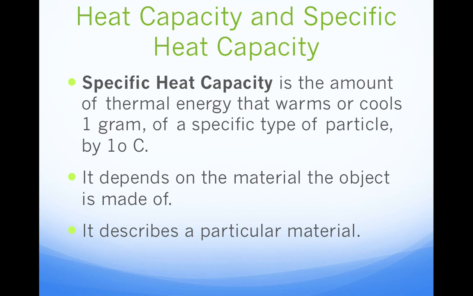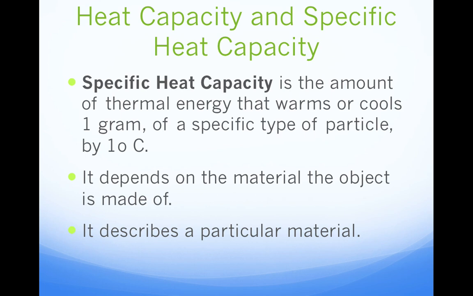Specific heat capacity, on the other part, is now the word specific. Obviously, we're narrowing it down. We're looking at, instead of just the amount that it takes to warm or cool an object, the amount of thermal energy that warms or cools 1 gram of a specific type of particle by 1 degree Celsius. So it depends on what the material of the object is made of. So we're looking at 1 gram. So we don't worry about the mass anymore because we know it's going to equal 1 gram. And that's what we're looking at, specific heat capacity.